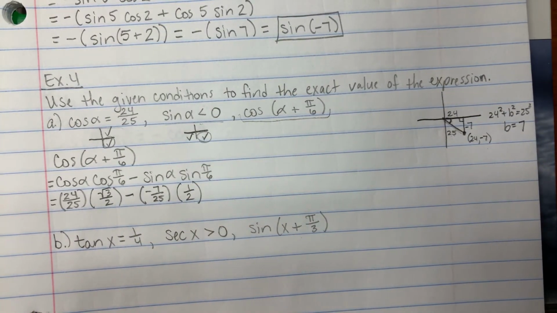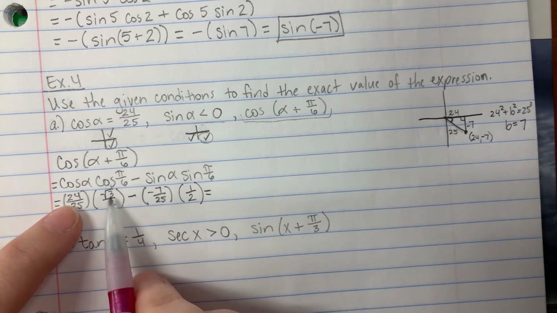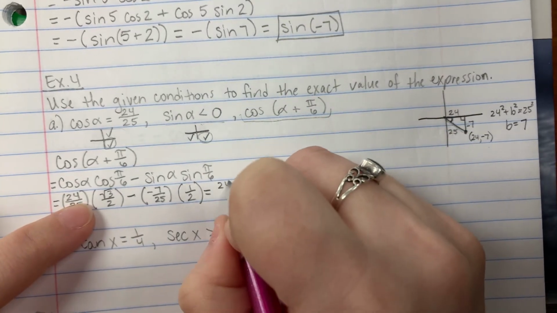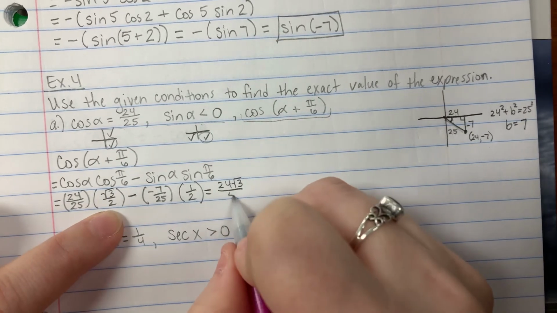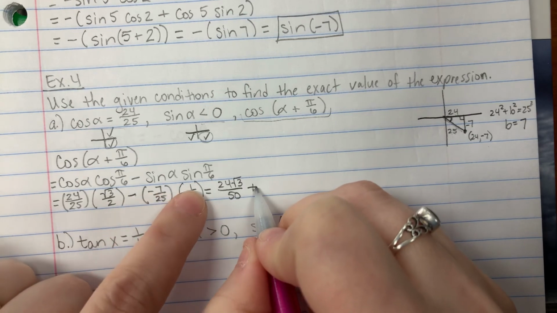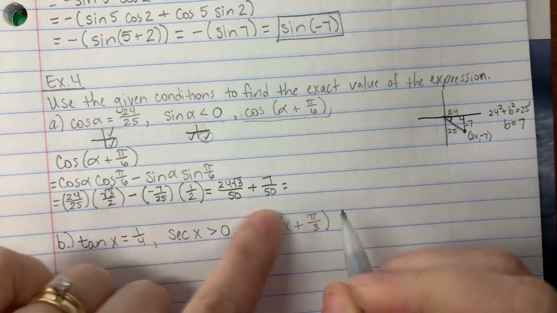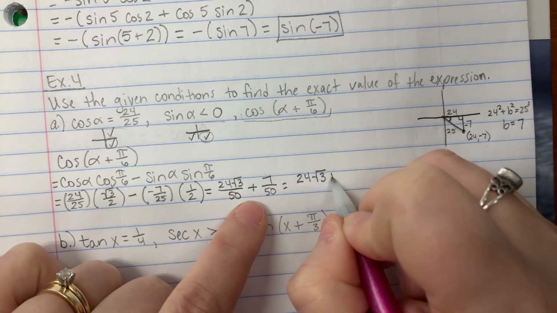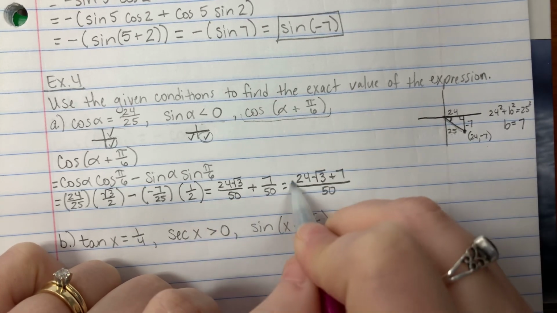Okay, then I'm just going to simplify this. So let's go ahead and multiply those through. 24 times the square root of 3 is 24 square root of 3. Not much I can do about that. Over 25 times 2 is 50. And then this would become a plus. 7 times 1 is 7. 25 times 2 is 50. So again, I have a common denominator. Let's just go ahead and put them together. So 24 square root of 3 plus 7 all over 50.